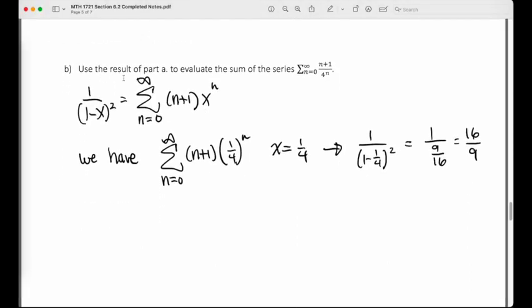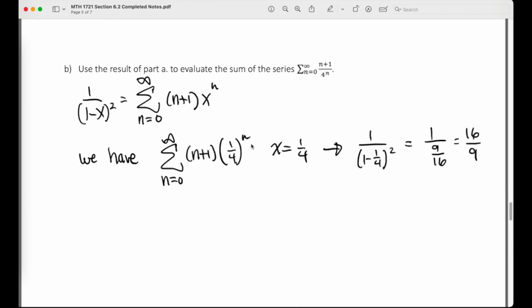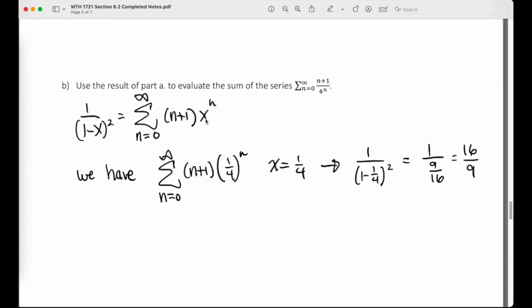Okay, now we're going to use the result of part A to evaluate the sum of this series. So this is what we have. We found that the power series that represents the function 1 over 1 minus x quantity squared is n plus 1 x to the n. Now, if I substitute in for x 1/4, and I can do that because 1/4 is on the interval where it converges. When x is 1/4, this power series converges. So I'm going to substitute 1/4 in for x.